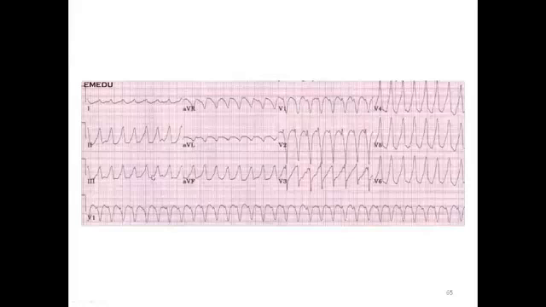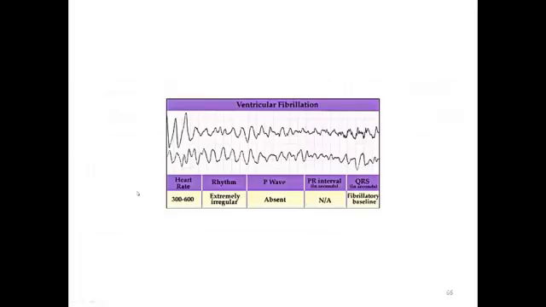So there's a picture of a dysrhythmia. What do you think that is? My guess would be I'd say VTach. That one tells you what it is: ventricular fibrillation. You can see it's sort of chaotic and fine and very fast.